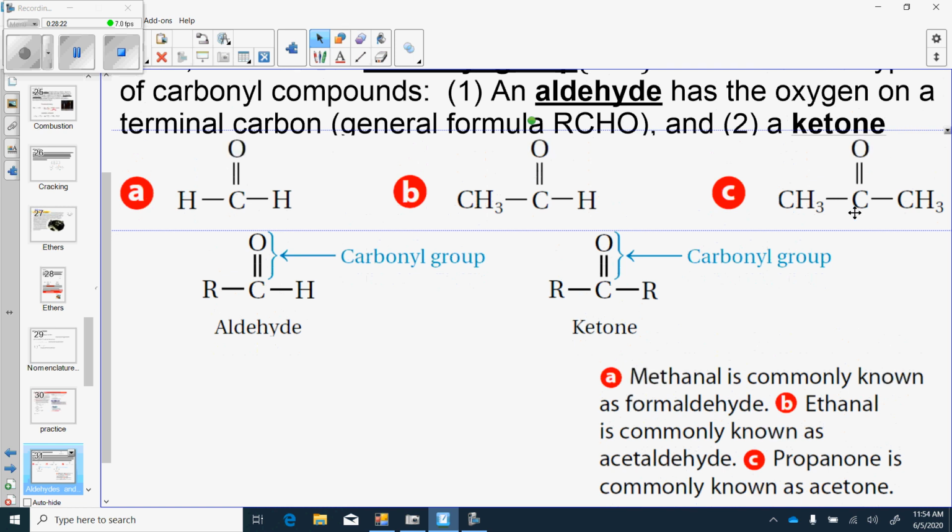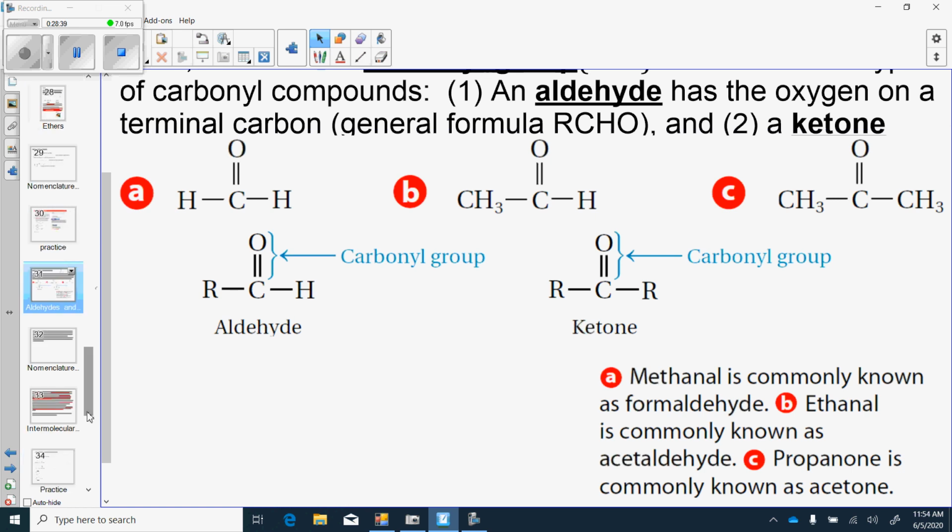You can smell the acetone in it. So this is the chemical formula for acetone, propanone. Acetone is the common name for it. Okay? So here's the carbonyl group. This is a ketone because there's 2 R's, and this is an aldehyde because there's an H there. Okay, so let's get naming some of these things.